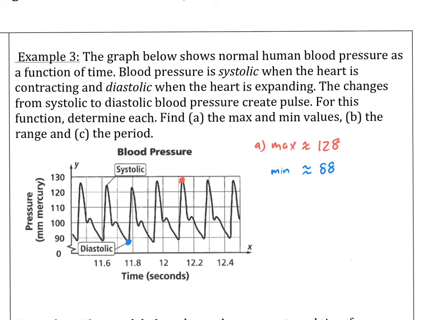All right, next, the range. The range is just talking about how high and low it goes. The range is the y value, so the high and the low, pretty much. So it is approximately 128 minus 88, approximately 40. Our unit looks like it's millimeters of mercury, which is the unit we're using. And lastly, what's the period?